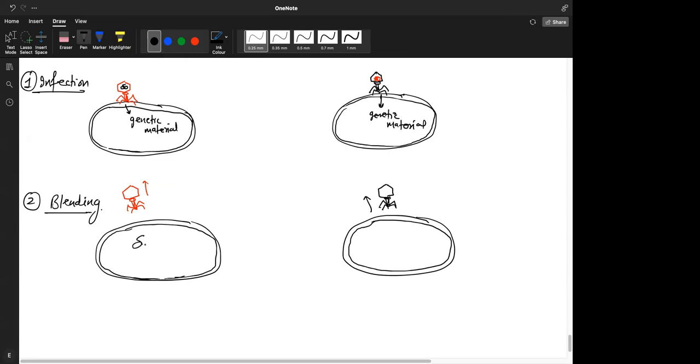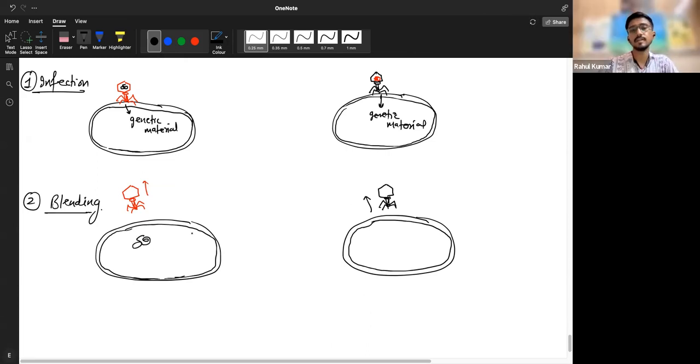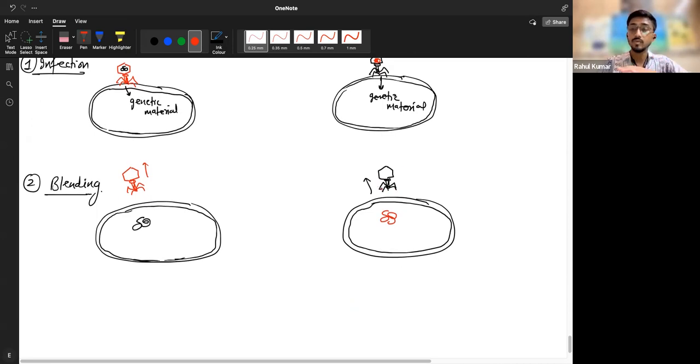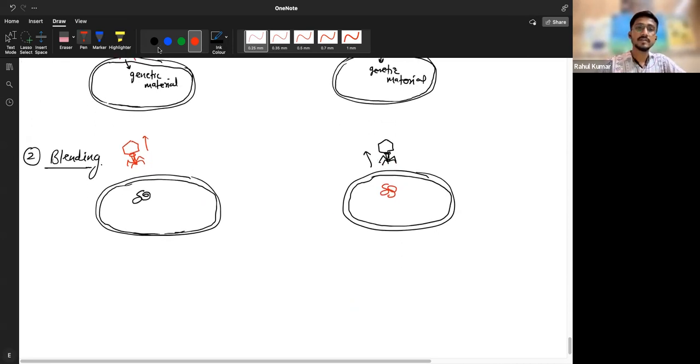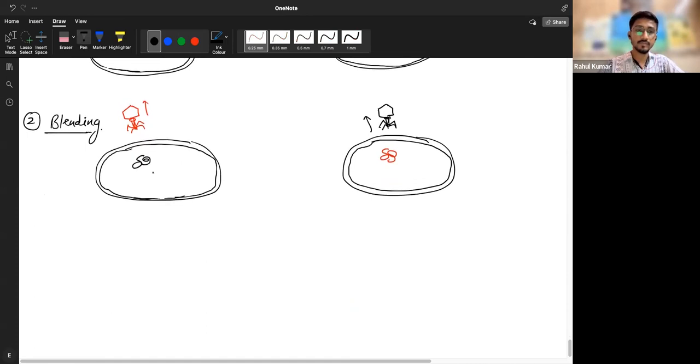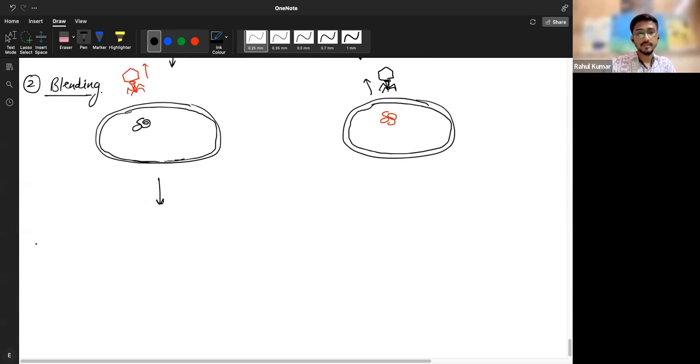Yes, sir. In this case, what is left inside is the DNA, the genetic material, which is not labeled. In this case, what will be left inside will be labeled, right? And then the empty capsule will just be agitated and removed from the bacterial surface. And the third thing that happens is centrifugation.